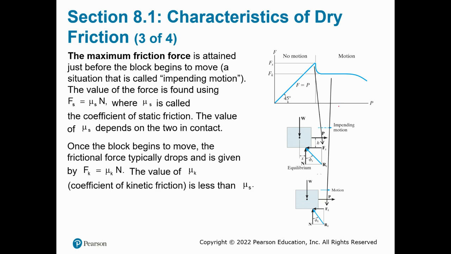Once it starts moving, we're going to use a different equation. Once it starts moving, the friction becomes sort of a constant. Looking over here, it's kind of flat after it drops down, but we're going to assume that flat portion. So F_k equals mu_k times N. The value mu_k, the coefficient of kinetic friction, will be less than your mu_s because we've already started moving. So it drops a little, a little less than the maximum static friction.